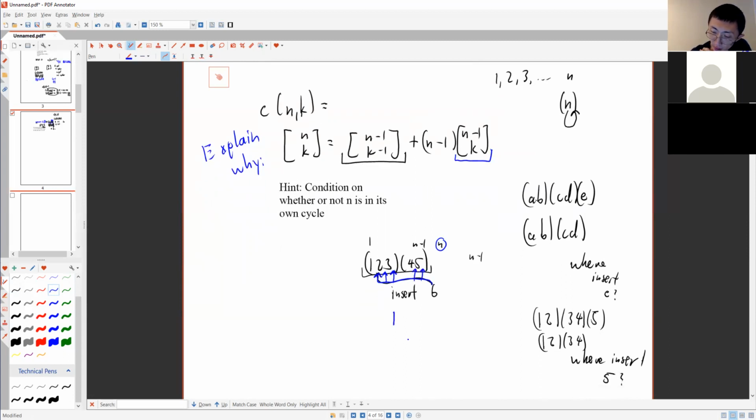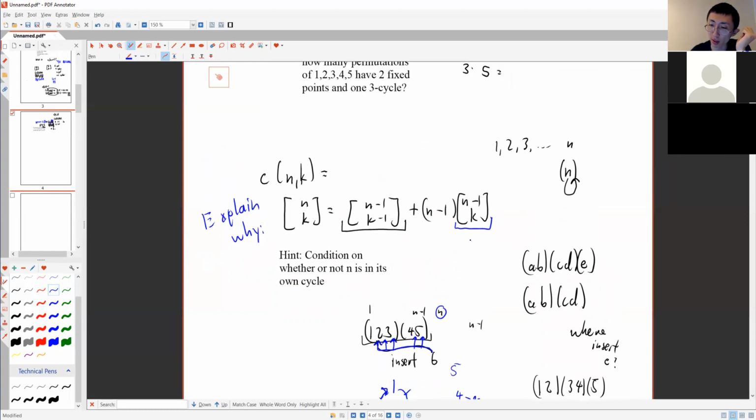So we have this cycle, and 6 can be inserted into any one of the 3 slots here. And then you have a 2-cycle, and it can be inserted here or right there. So there's n-1 ways to insert the 6, right? 5 ways to insert the 6. So there's n-1 in general ways to insert the nth element if it's not in its own cycle.